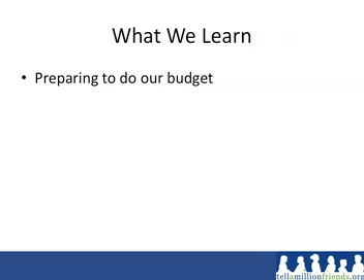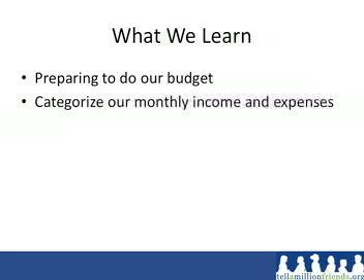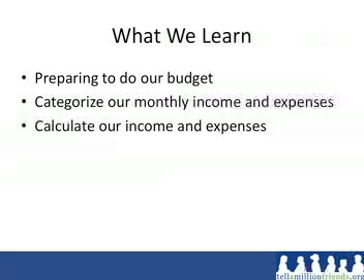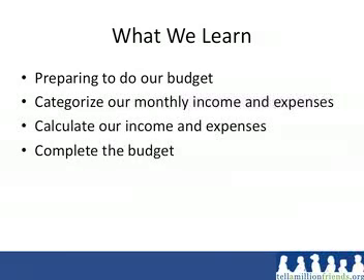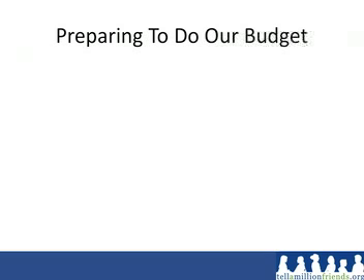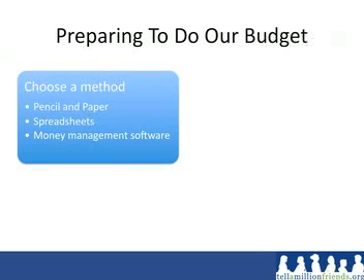Over the next few minutes, we will learn what we will need to do to prepare to set up a budget, how to categorize our budget, how to calculate our income and expenses, and the steps necessary to complete the budget process. The first step is to decide how we will do our budget. Will we do it the old-fashioned way by using pen and paper, or will we use a spreadsheet such as Excel or iWork Numbers? We may also consider using a money management software program such as Microsoft Money or Quicken. Each of these options offers some pros and some cons, but the most important thing for us to choose is the one that best meets our needs.